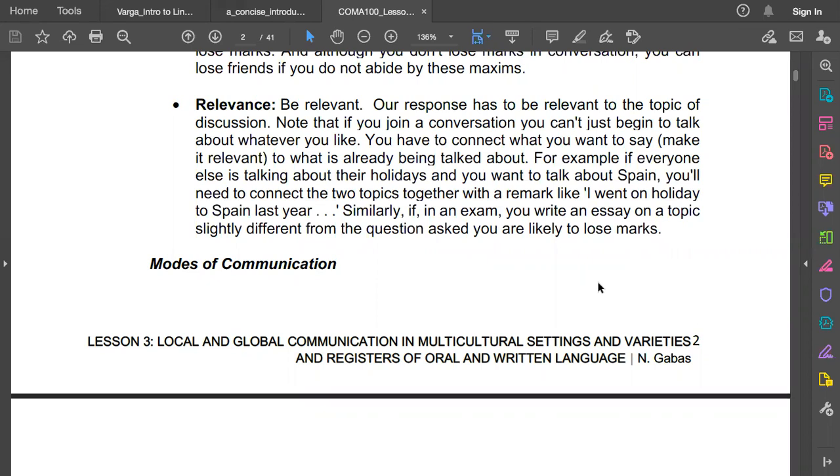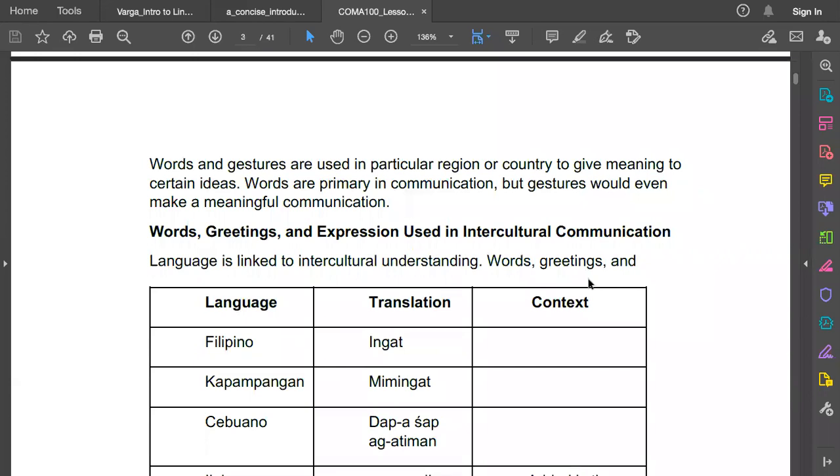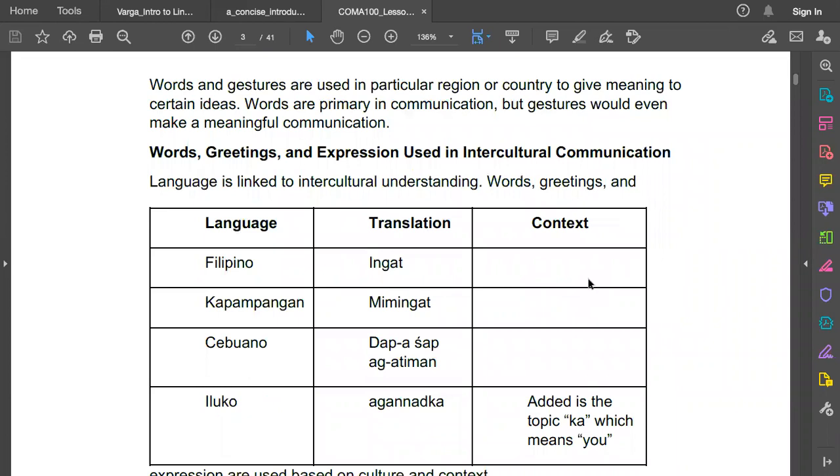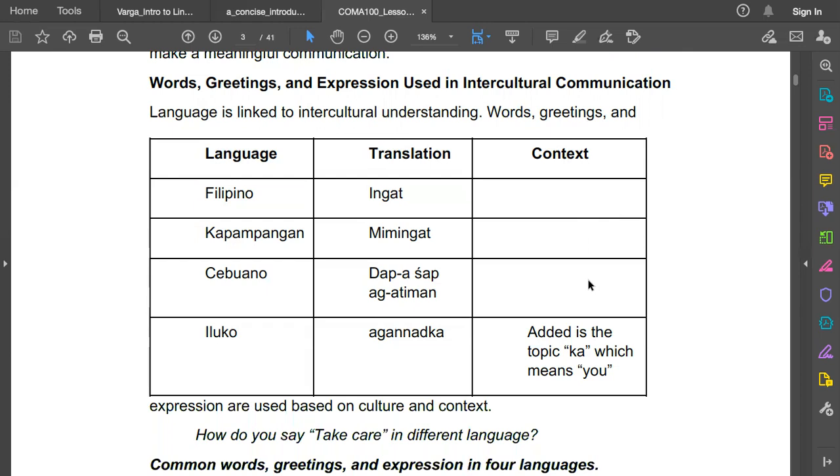Okay. So next, modes of communication. Words and gestures are used in particular regions or countries to give meaning to certain ideas. Words are primarily used in communication, but gestures make for meaningful communication as well.